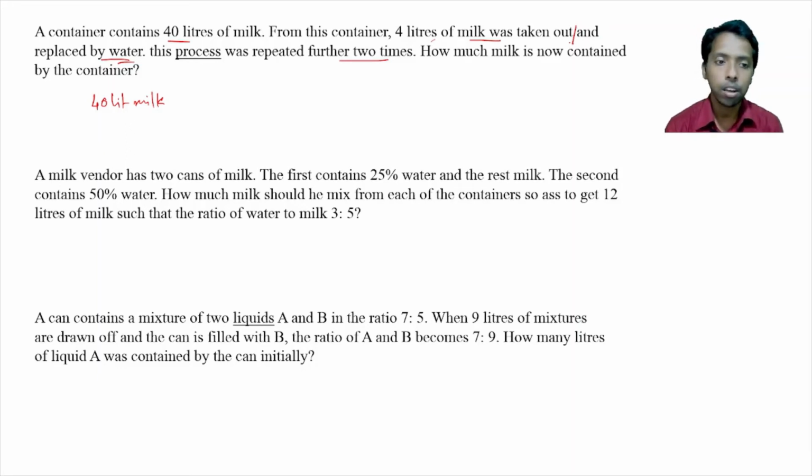Okay, understand this. So a container contains 40 liters of milk. From this, 4 liters, we can say 10% of the milk, is taken out and replaced by water. Now 10 liters replacing 10 liters, so 10% of milk is replaced by water. That means the concentration of milk gets changed. So what would the concentration be then? That means 9/10, right? 10% is replaced, so the concentration becomes 9/10, and this 9/10 process is repeated further 2 times. So we have to multiply 2 more times, right? Total 3 times, and this gives us the final milk quantity.